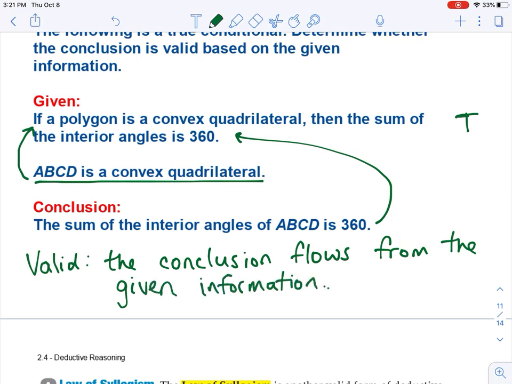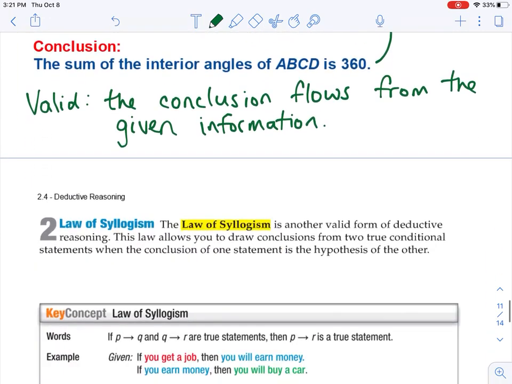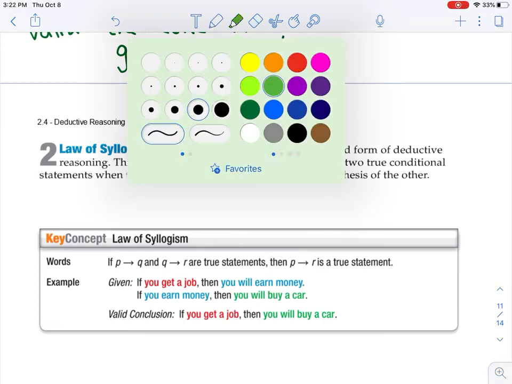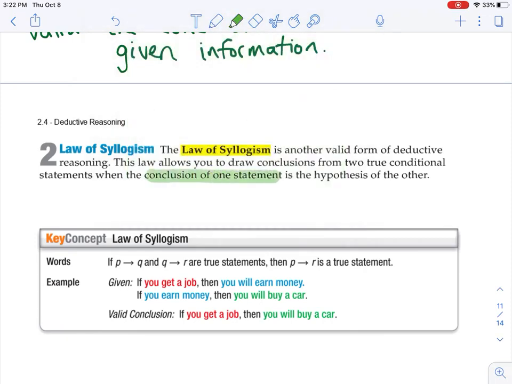All right. Hopefully you're still doing good. We have one more type of law. This is the law of syllogism. It's another type of deductive reasoning. This law allows you to draw conclusions from two conditional statements when they're both true. And this is also when the conclusion of one statement is the hypothesis of the other. Now this is the main point here for the law of syllogism. The conclusion of one statement has to be the hypothesis of the other.